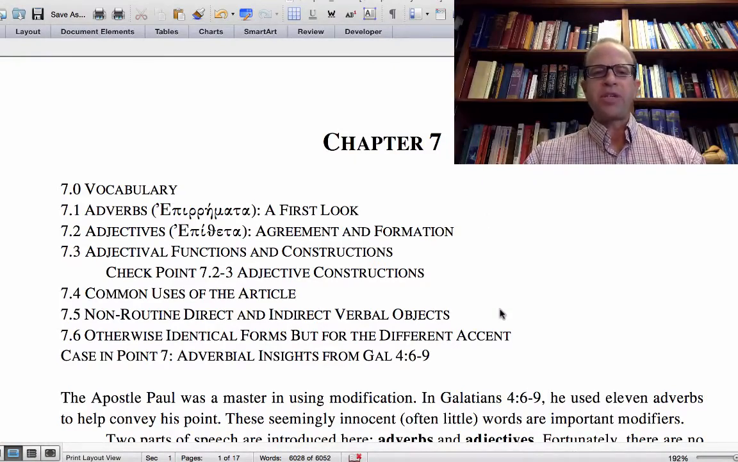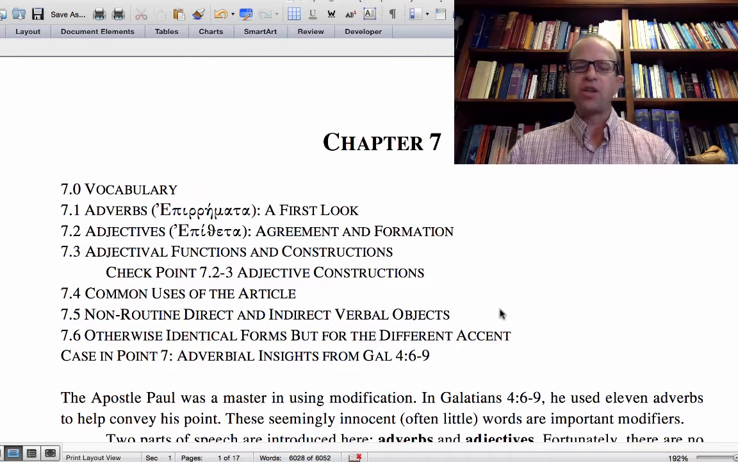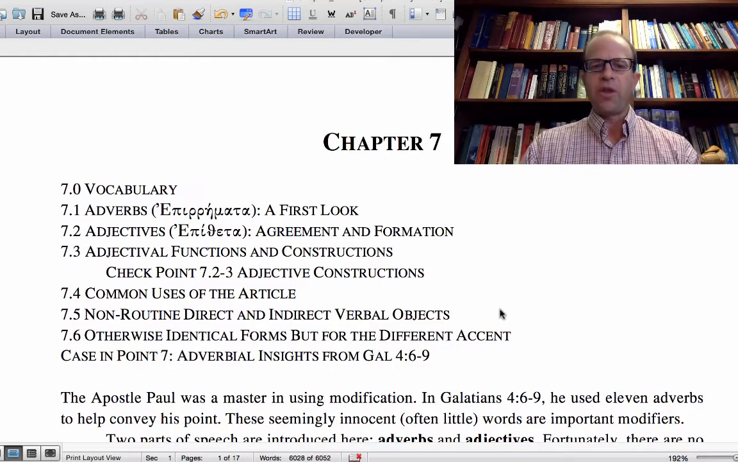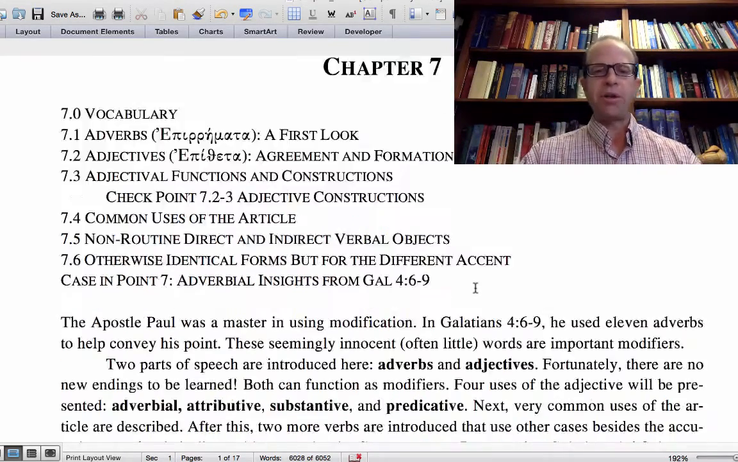We're going to be looking at Chapter 7, which will introduce adverbs and adjectives. We'll look particularly at adjectival functions and constructions. We'll consider some common uses of the article, and then we'll look at a couple of verbs that will take different objects than the accusative. The chapter concludes by taking a look at a couple of words that would be indistinguishable except for accents. But first, let's look at the chapter vocabulary.